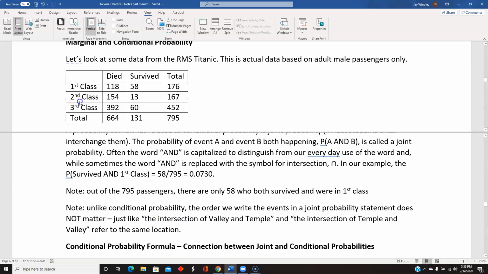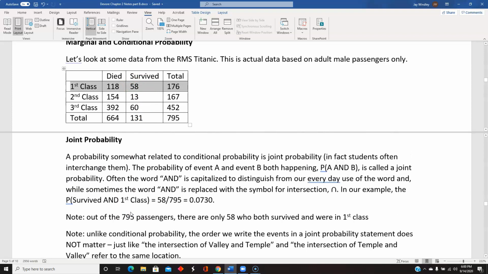So back at my table, if I highlight first class, and then I also highlight survived, where those two intersect is going to be at the 58. If I say the intersection of first class and survived. But if I say survived first, and I say the intersection of survived and first class, that intersection is still happening over that number 58. So we're talking about 58 regardless of which way that's stated.